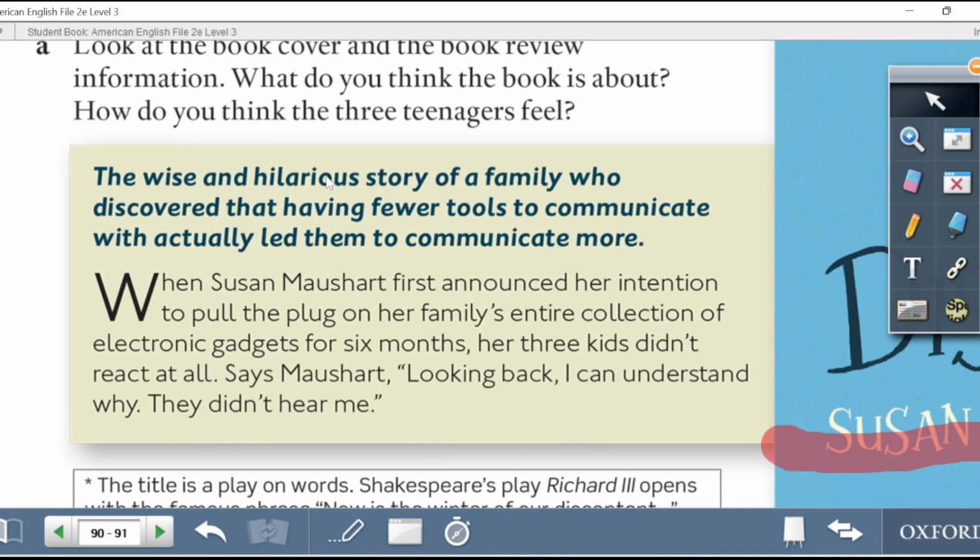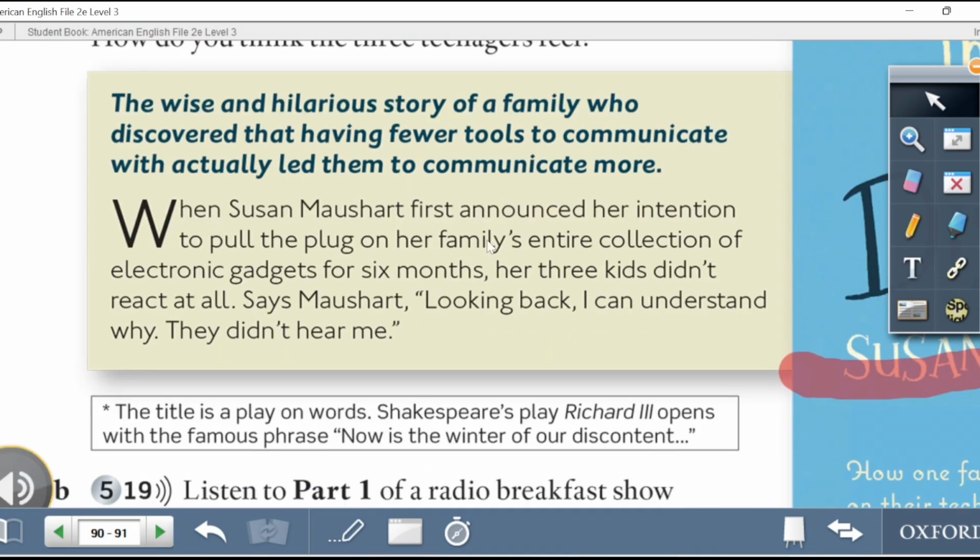The wise and hilarious story of a family who discovered that having fewer tools to communicate with actually led them to communicate more. پس میگه که این یک داستان جالب و هیلاریس خنده داره از یک خانواده‌ای که میخوان حالا از ابزارهای کمتری استفاده بکنن to communicate که باشون ارتباط برقرار بکنن.